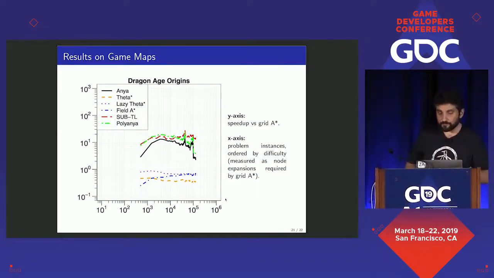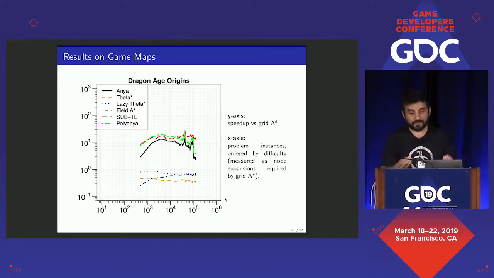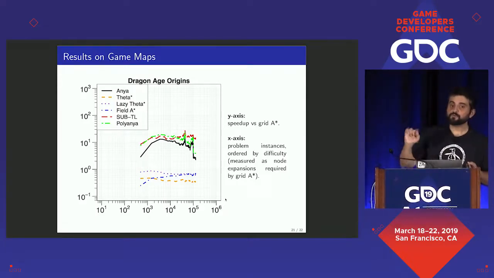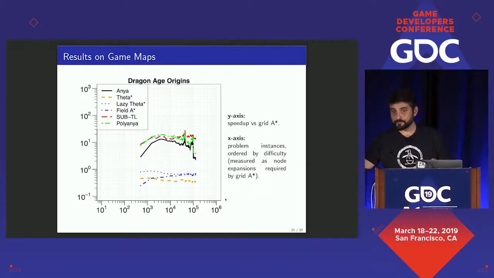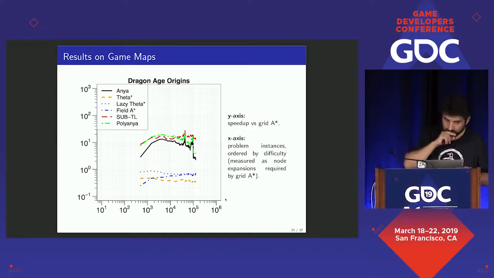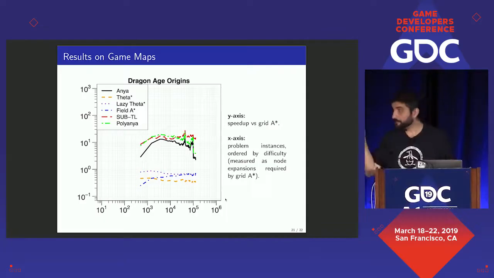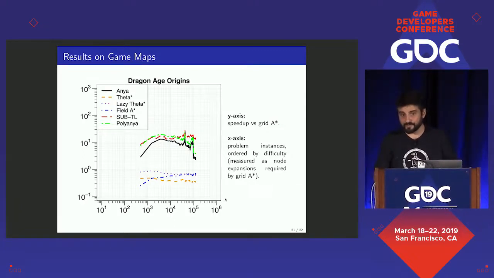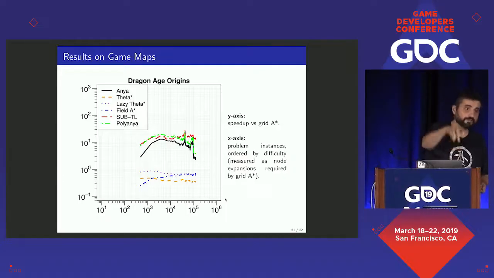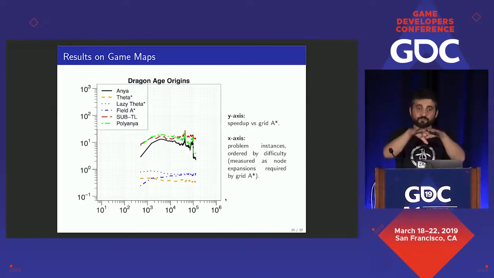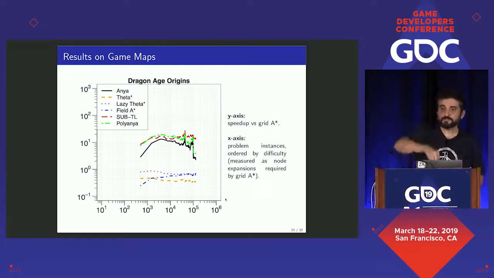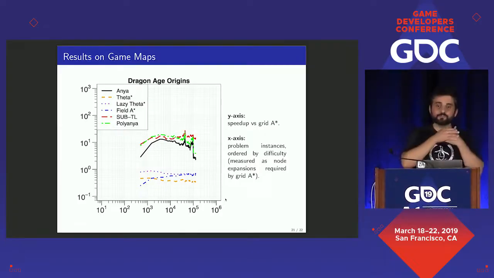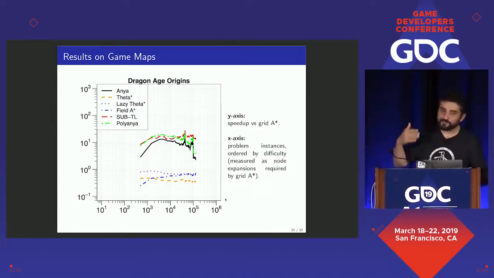Here's Dragon Age. So this is a challenging problem for everyone. Here, Anya was already similar in performance to SubTL, which is the preprocessing-based variant that I told you was very, very fast. And Polyanya is able to keep up with this algorithm. Again, it's running entirely online, right? There's no preprocessing here. If your world is dynamically changing, that's fine. It's very cheap to repair your mesh. If you drop a building onto the mesh, you just split the polygon, and that's a local operation. Similarly, if you have to delete something from the mesh and something that was blocked becomes traversable, SubTL has to do complete re-computation.